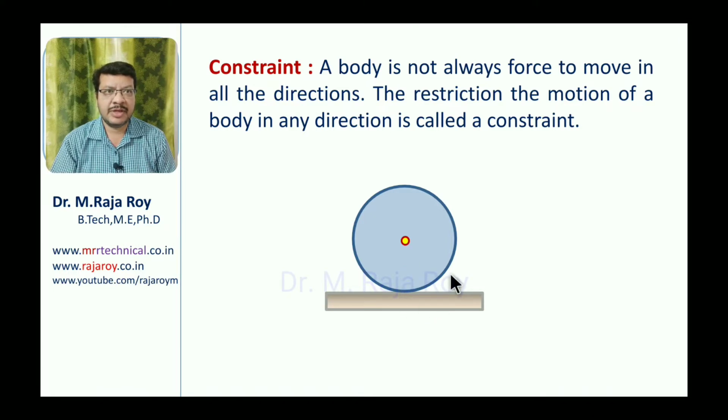Next, if I keep one more constraint, something like this, now this is restricted to move along positive x and negative y. So two constraints are there for this particular sphere. If I keep one more constraint here, then this is not allowed in the negative x direction also. This can move only in the positive y direction. That means in three directions the motion of this sphere is restricted. That is the meaning of constraint.